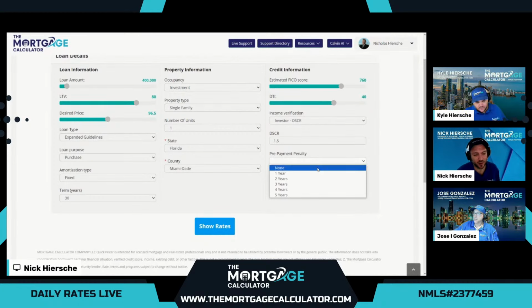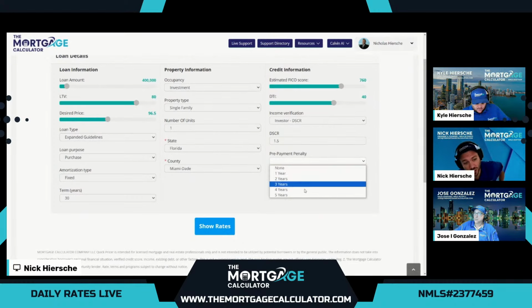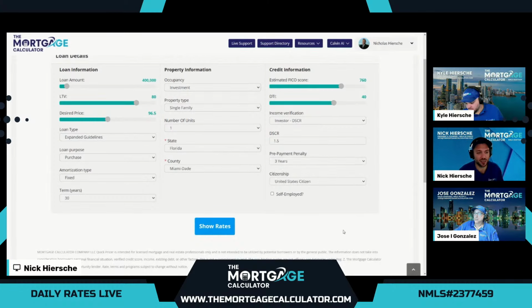And finally, prepayment penalty must be selected. 3 years is standard for these programs. That will show the most options. We can select 0. That will limit what pops up, but also cost our customer more. 5 years will also, again, limit what shows up, but cost our customer less. So if your customer is flexible, check out those options. 3 years is the most common, so we can see all the programs pop up.